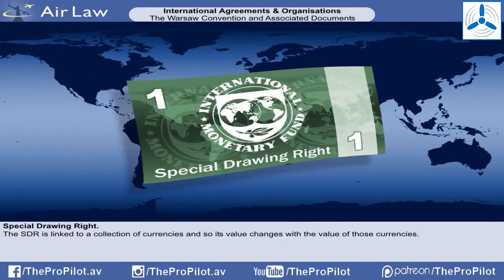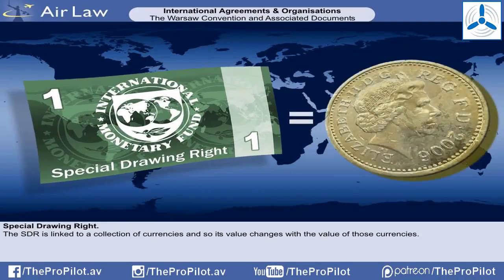The value of a special drawing right is similar to a currency, and, much like a currency, its value varies over time. The approximate value of one special drawing right is £1 sterling. For an up-to-date value of the special drawing rights, please see the website of the International Monetary Fund, the IMF.